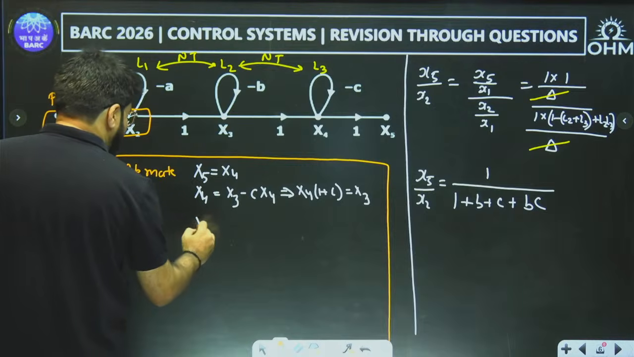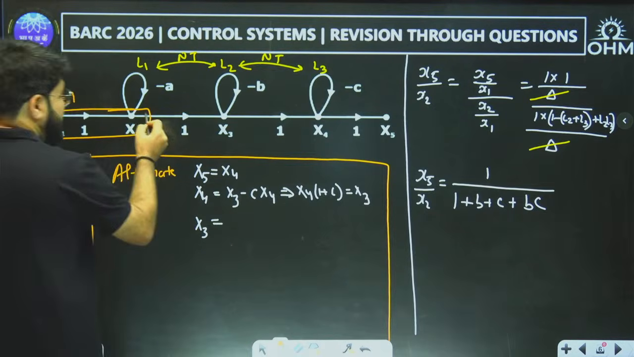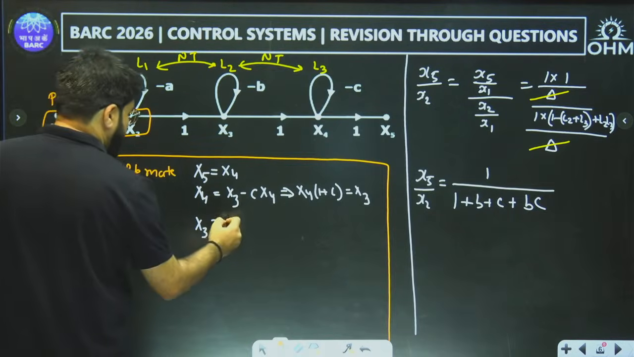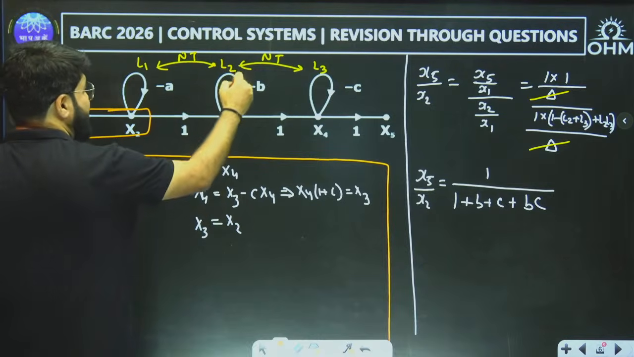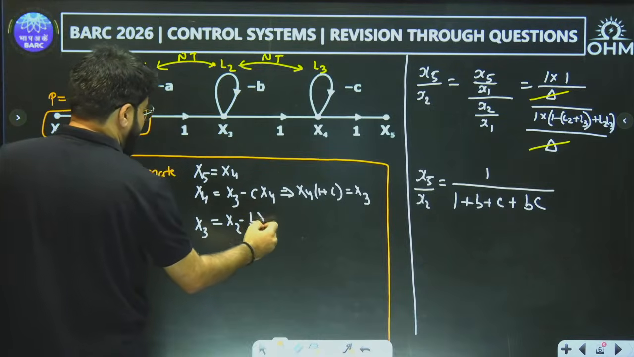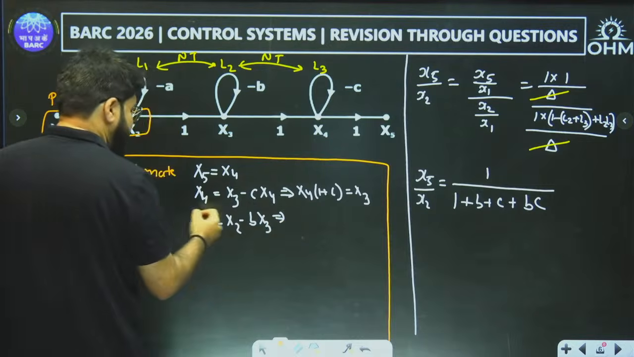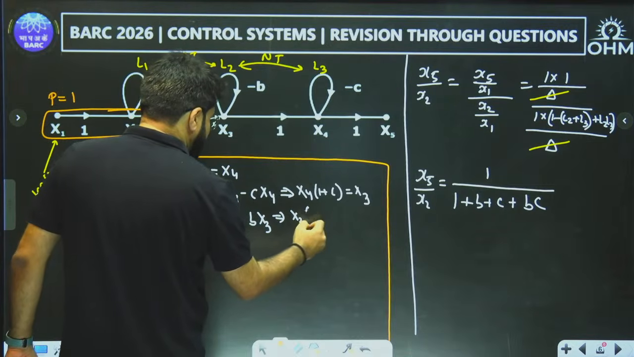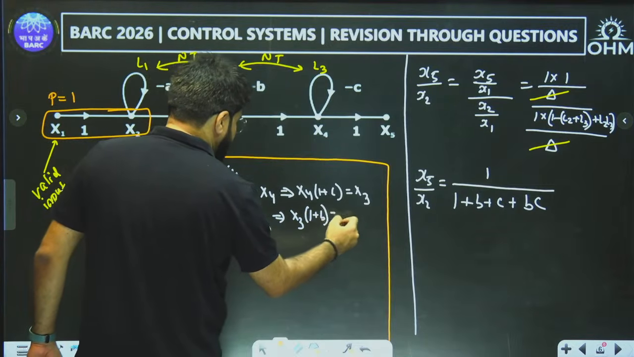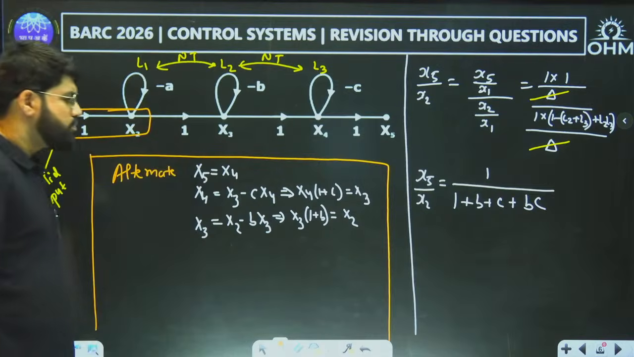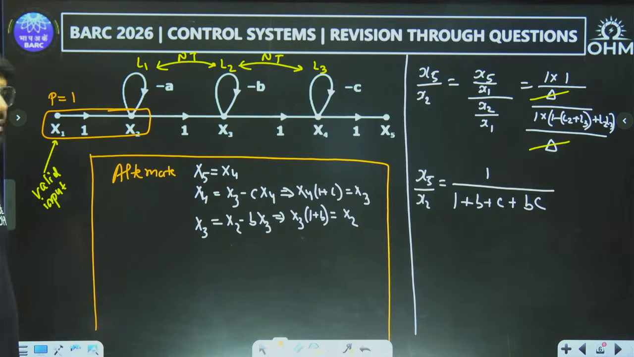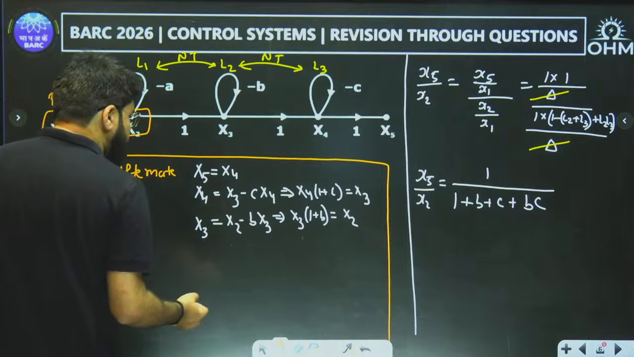Then similarly, if I want to write down the x3 equation, it again has one incoming line from x2, and one self loop, minus b times x3 only. Again shift x3 to the left side: x3 into (1 plus b) is equal to x2. Correct? Now, how to solve this?